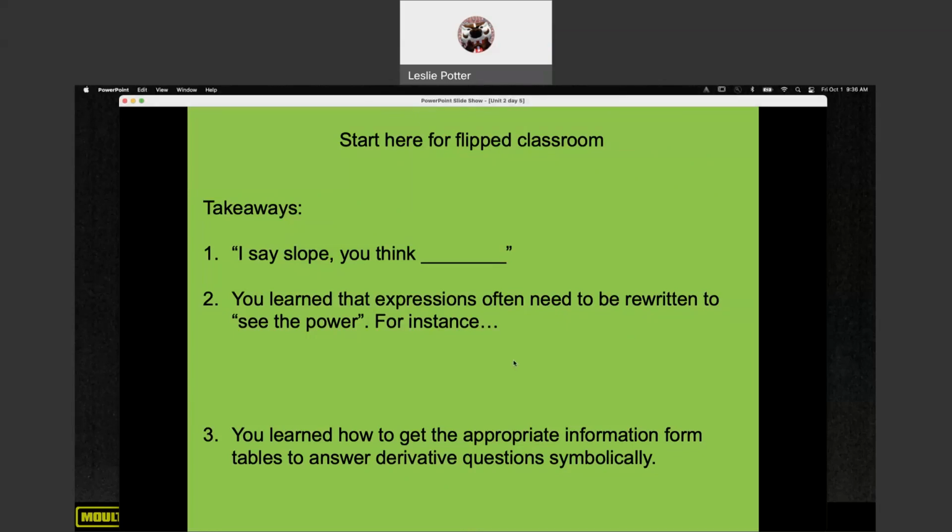Okay, you learned that expressions often need to be rewritten to see the power. So for instance, cubed root is written as x to what power? X to the 1/3. Okay, now that I have it written as a power, I can differentiate that. Okay, I can bring down the 1/3, write x, and then subtract 1 from the power.